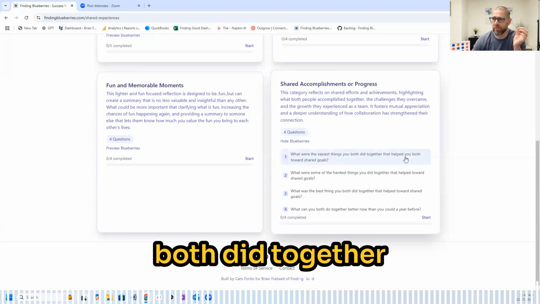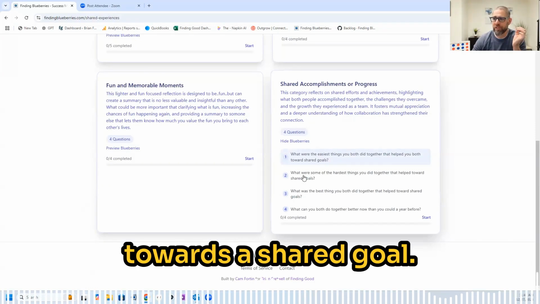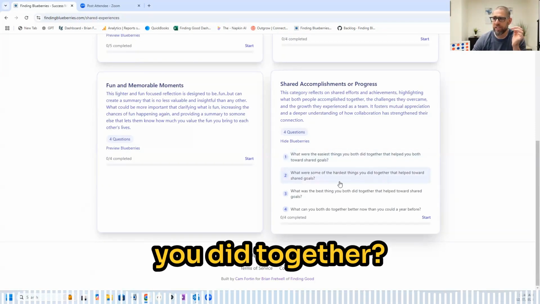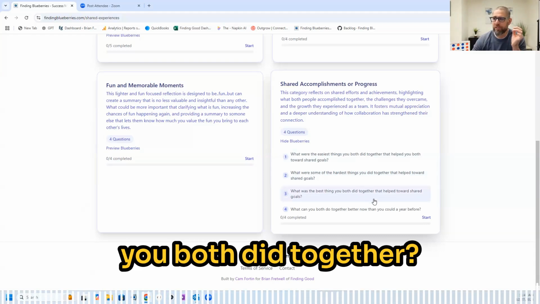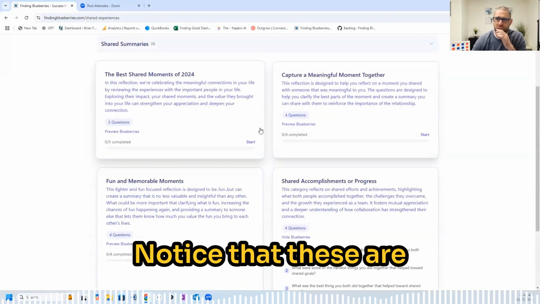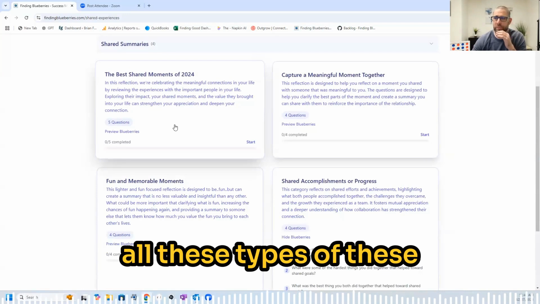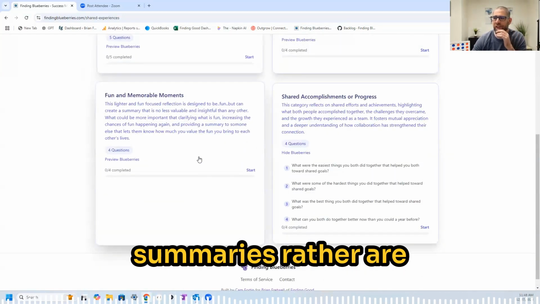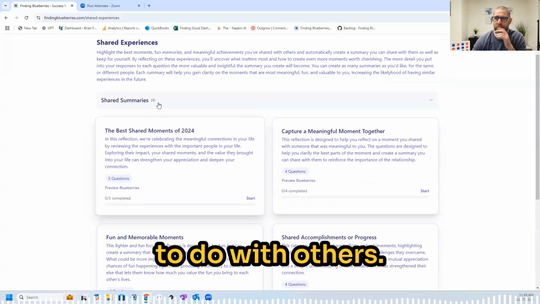The easiest thing you both did together that helped you both towards a shared goal. What are some of the hardest things you did together? What is the best thing you both did together? And notice that these summaries rather are designed to be able to do with others.